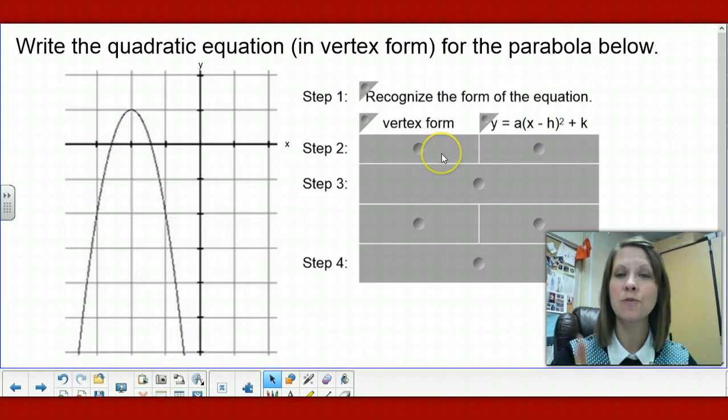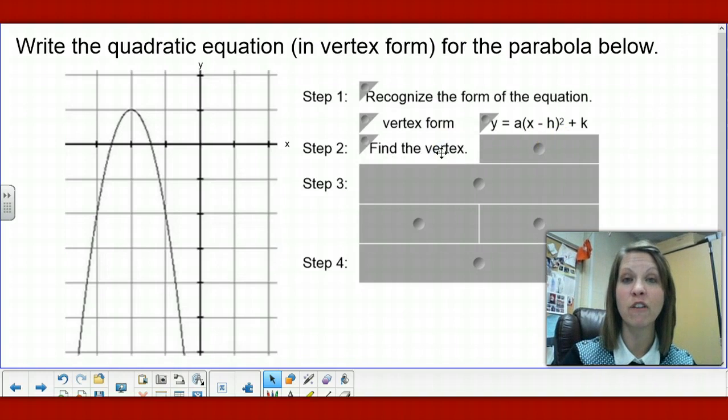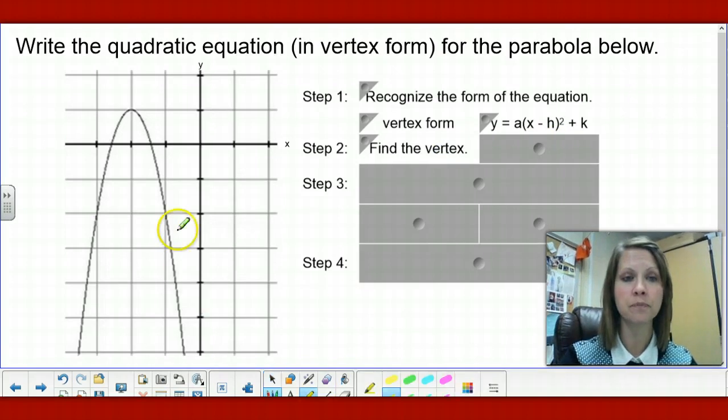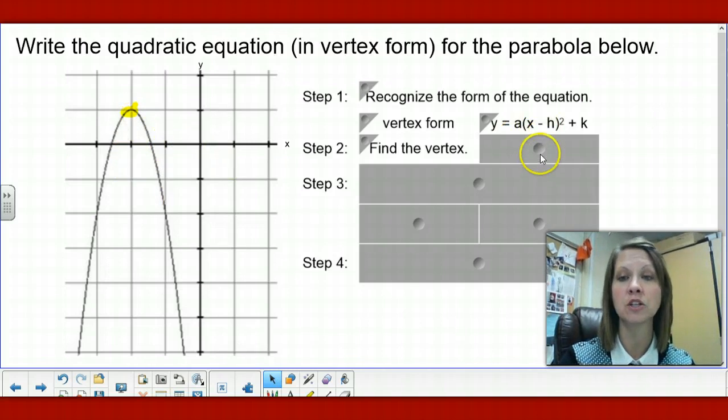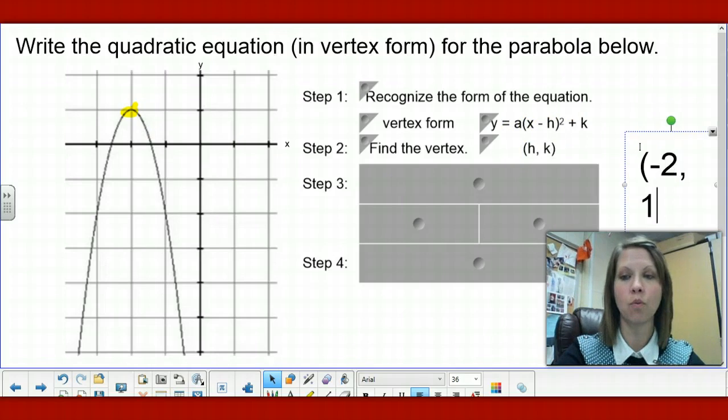All right, step 2, also the same. We have to identify the vertex. So the vertex on the parabola at the left is the maximum. And we're going to start using that terminology, maximum and then also minimum, over the next couple of days. That's a really ugly ordered pair, but the vertex ordered pair is -2, +1. That is your h, k. -2, 1.